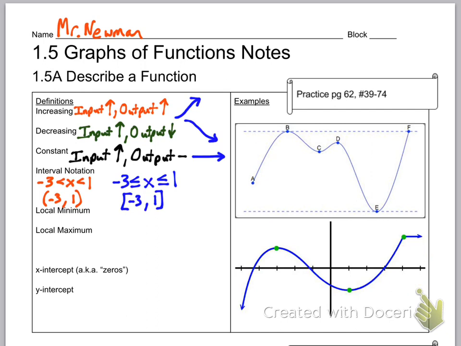All right, local minimums have a very specific definition. Any nearby output is greater than or equal to, I should include. And examples of that, this is a local minimum.